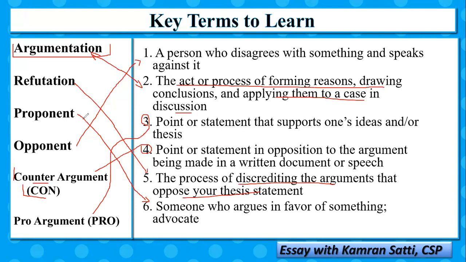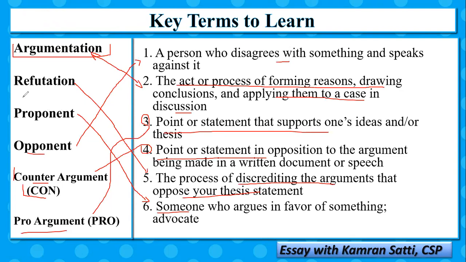Who is a proponent? Someone who argues in favor of something. And who is an opponent? A person who disagrees with something and speaks against it. Now, what is a pro argument? It is a point or statement that supports one's ideas or thesis statement. Now, what is a counter argument? It is a point or statement in opposition to the argument being made, that is, the stance which we have taken. The opposing stance to our stance is basically called a counter argument.